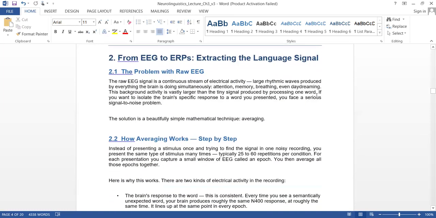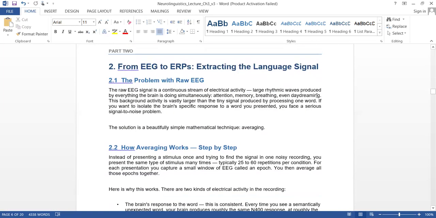Okay, then we have EEG to ERP: extracting the language signal. Now here comes the real deal. The raw EEG signal is a continuous stream of electrical activity, large rhythmic waves produced by everything the brain is doing simultaneously: attention, memory, breathing, everyday daydreaming. The background activity is vastly larger than the tiny signals produced by processing one word, right? So that means these activities do not produce large signals in relation to when the brain is processing a word. Now that is the main point here.